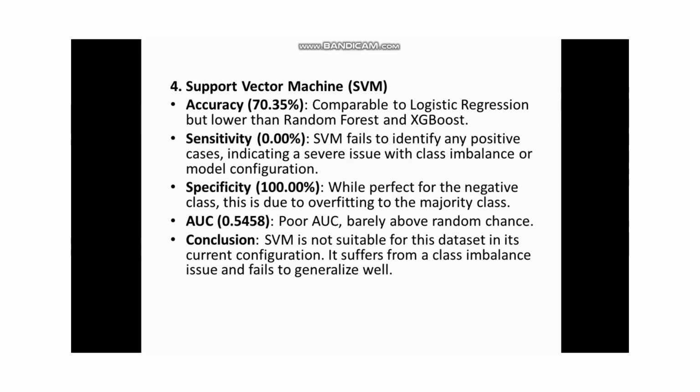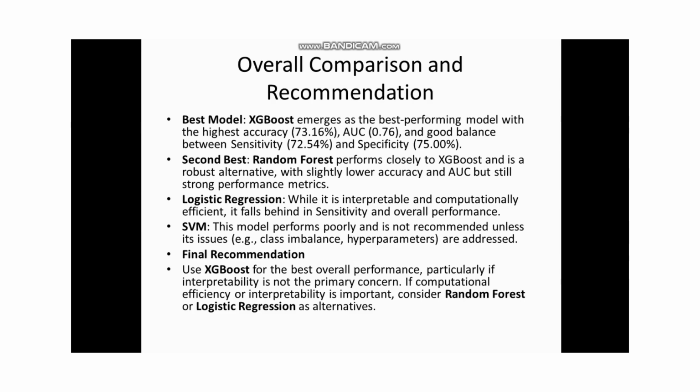The area under the curve is about 0.5458. With this poor AUC, it is barely above random chance. So for the conclusion for the SVM, we can conclude that SVM is not suitable for this dataset in its current configuration. It suffers from a class imbalance issue and fails to generalize well. So quickly, overall comparison and recommendation.